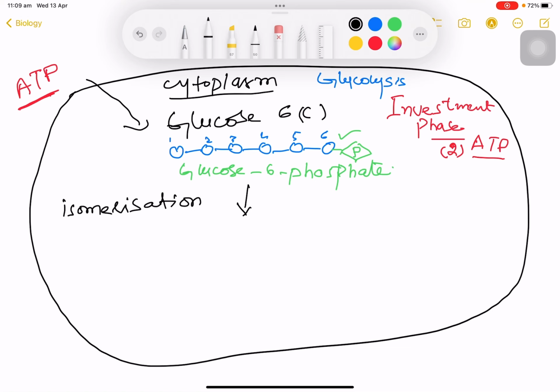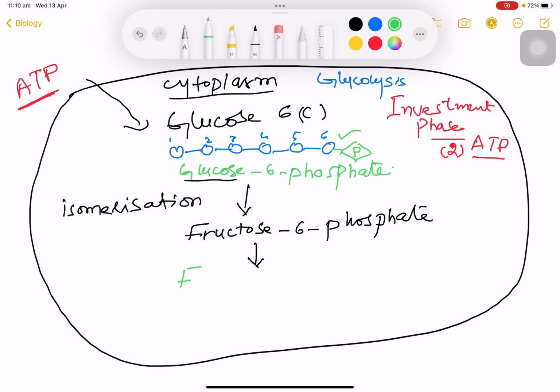Isomerization means there is a change in the glucose. Glucose is going to be converted into fructose. As you know, the molecular formula for glucose and fructose is the same, only the structure differs. It means structural changes take place, and this is converted into fructose 6-phosphate. When this isomerization is completed, another phosphorylation takes place, and that gives fructose 1,6 biphosphate.